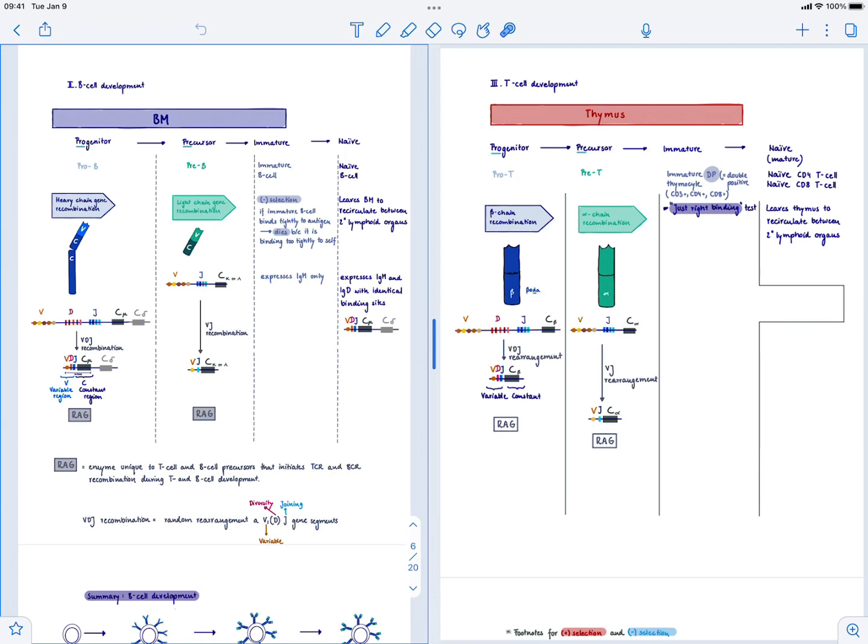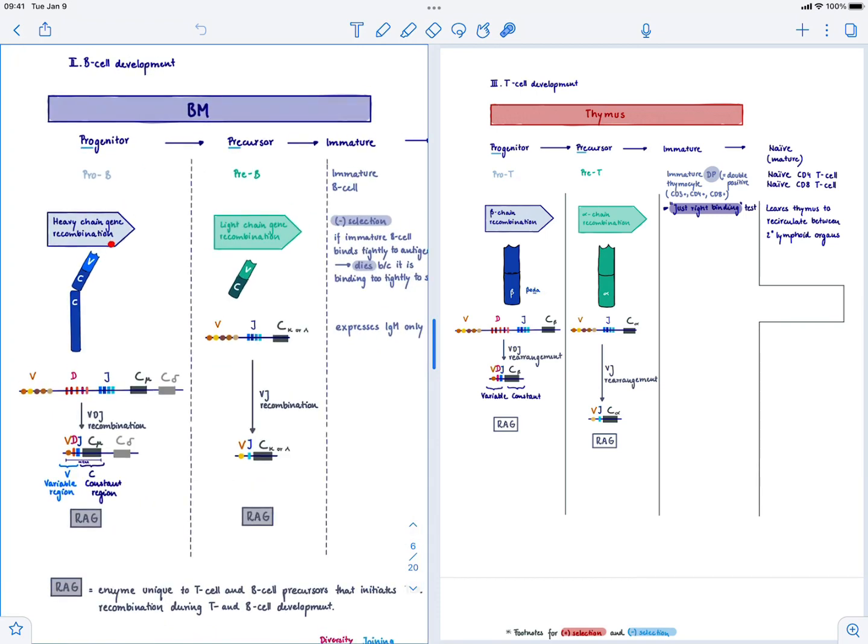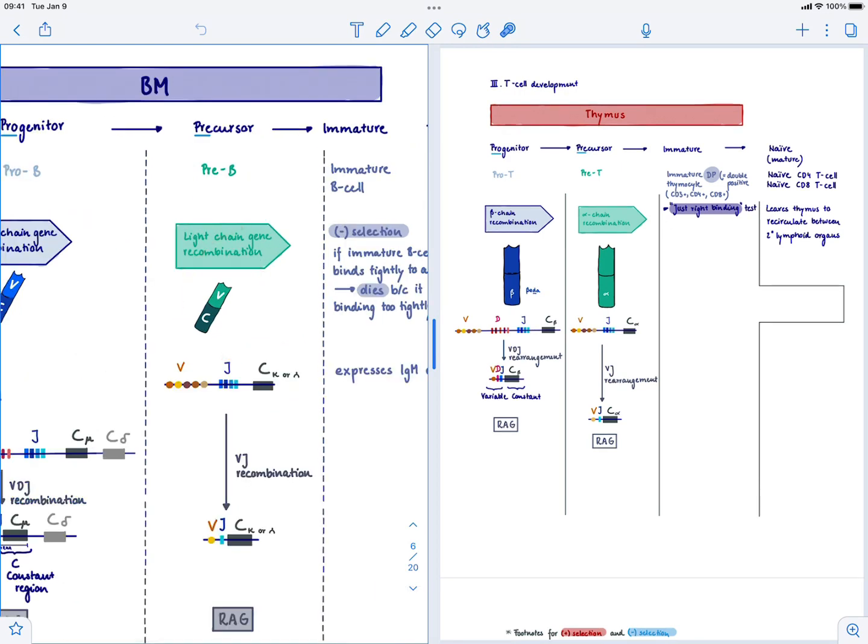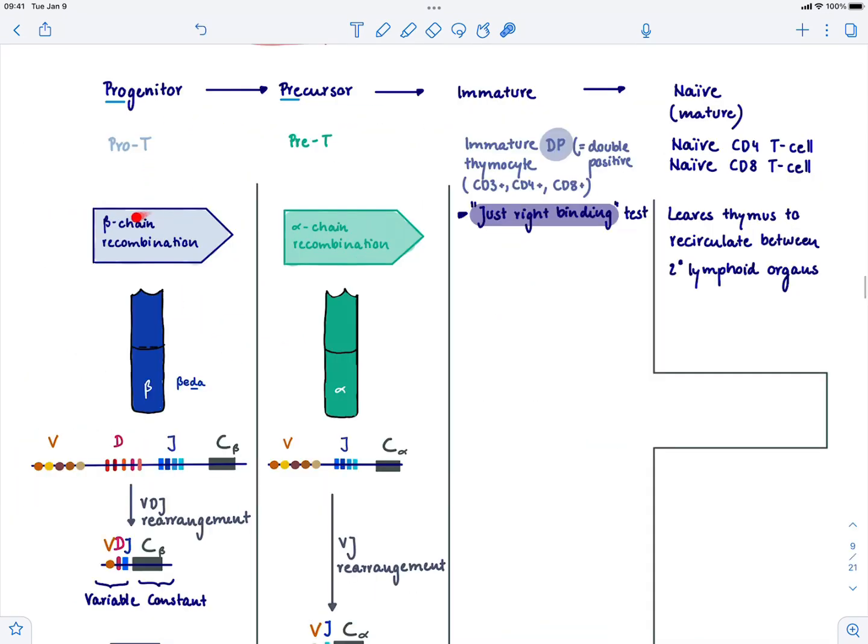that there are similarities. The B cells are going to first recombine the heavy chain and then the light chain, and the T cells are going to first combine their beta chain and then the alpha chain. And they use a very similar, basically identical process. And then the further education is a little bit more complicated for the T cells. So the T cells have a more, I would say, brutal education than the B cells.